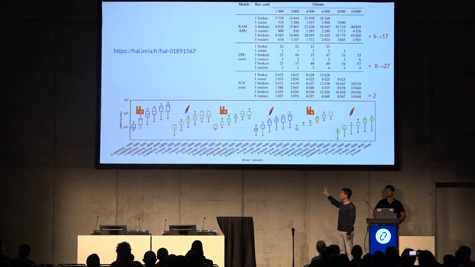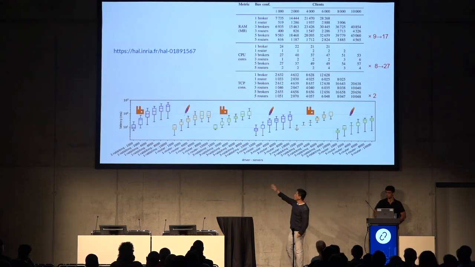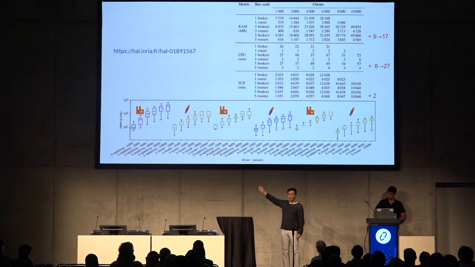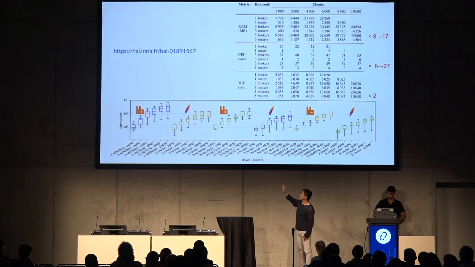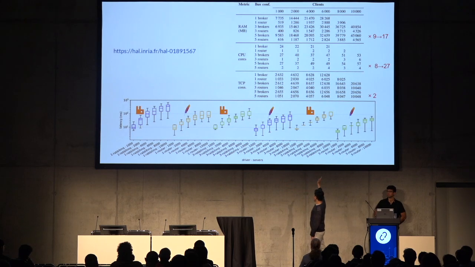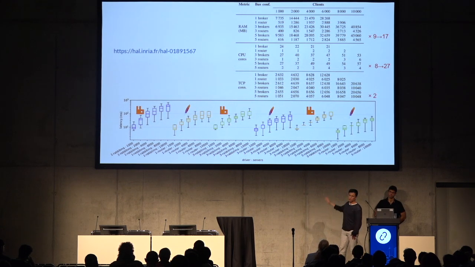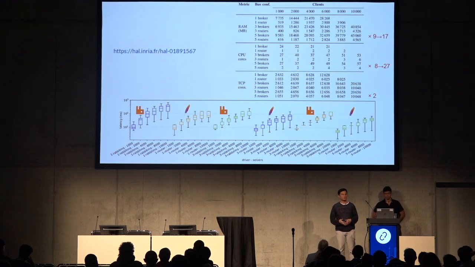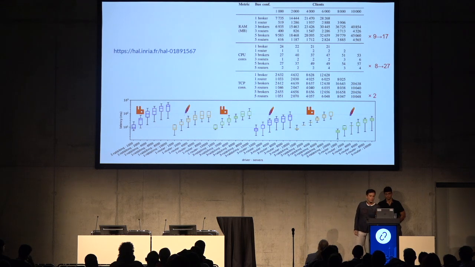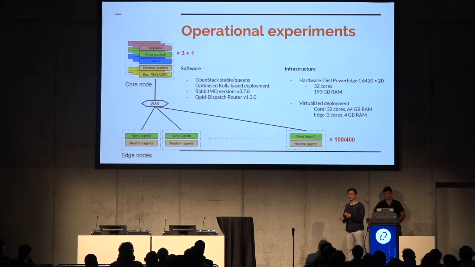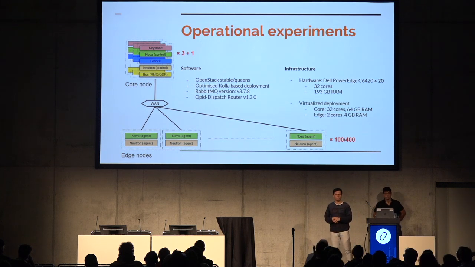For a synthesis, we can see here a group of box plots on this side for one bus, RabbitMQ and Qpid Dispatch, where the latency is higher in all the cases. This is verified for the configurations of 3 RabbitMQs or 3 routers, or 5 RabbitMQs and 5 routers. If you want more details about these experiments, please download the document that is linked in this page. So let's go now to the operational experiments we performed with OpenStack.